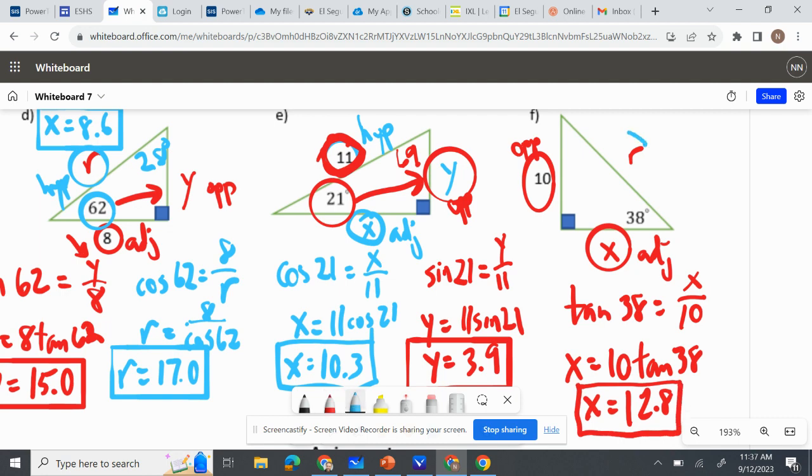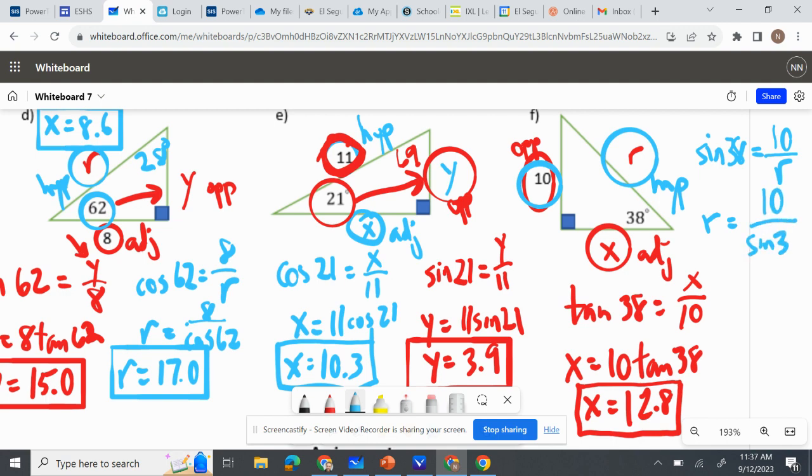And then for the other one, I'm going to solve for r. So given is opposite. R is hypotenuse. So opposite over hypotenuse is sine. So sine of 38 is equal to 10 over r. R is being divided. So then that means it's 10 over sine of 38, which gives us an r value of 16.2. And when we're finding the angle, we're going to go 90 minus 38, which gives us 52.